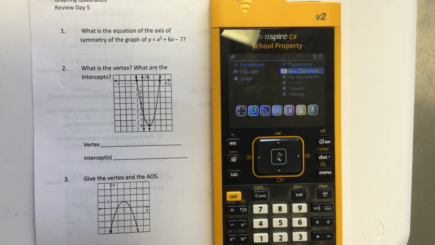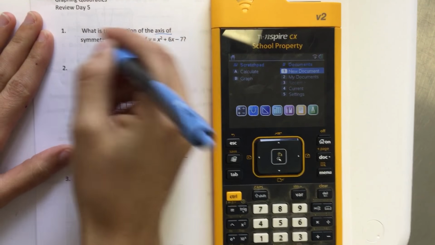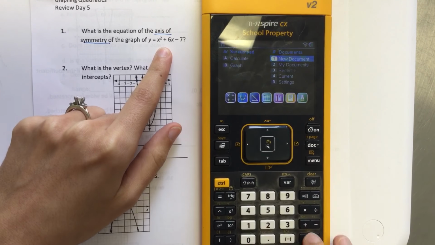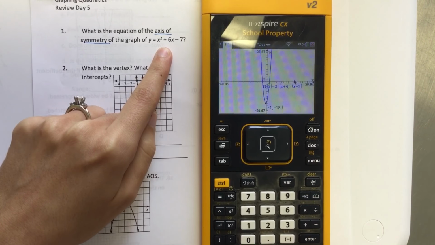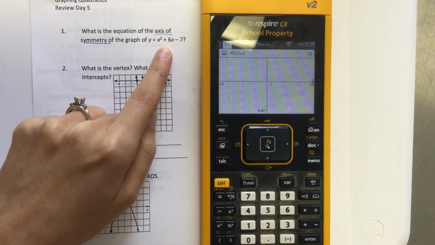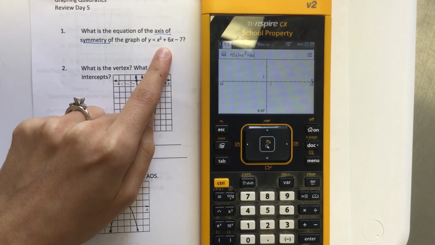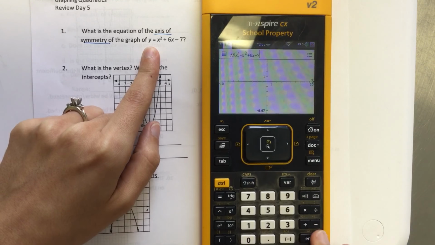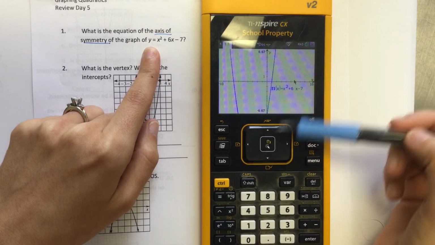All right, so this is the review for quadratics. The first question says, what is the axis of symmetry? So what we're gonna do is we're gonna put this equation in our graph. So new document, don't save, add calculator page, and we have x squared plus 6x minus 7. We don't write y equals because that's the same thing as f of x. Push enter. There's our quadratic.